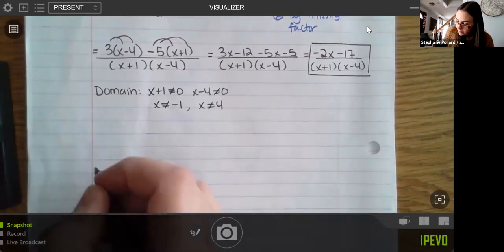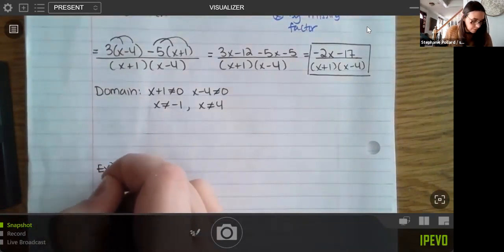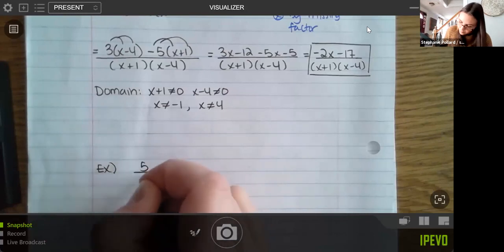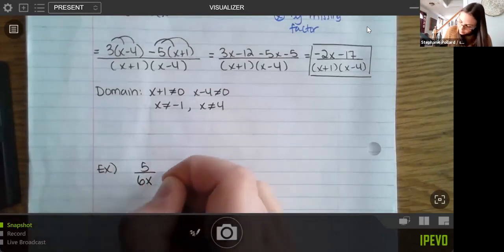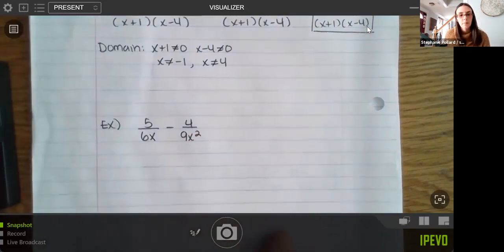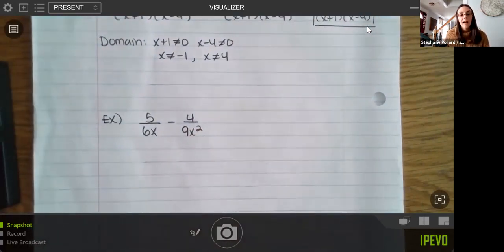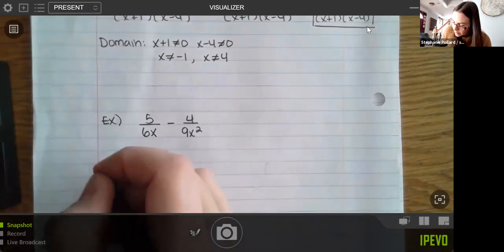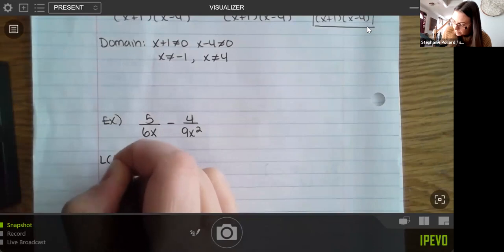All right, let's try another example. So here, 5 over 6x minus 4 over 9x squared. I have another subtraction problem. I do need to have common denominators. So let's take our time and really think about this.